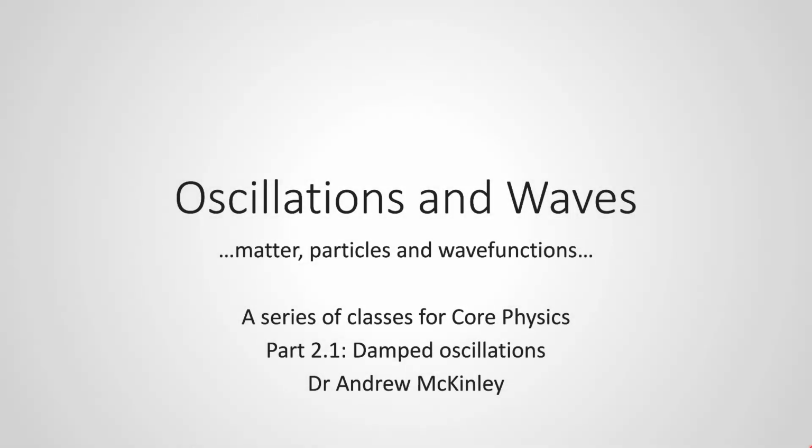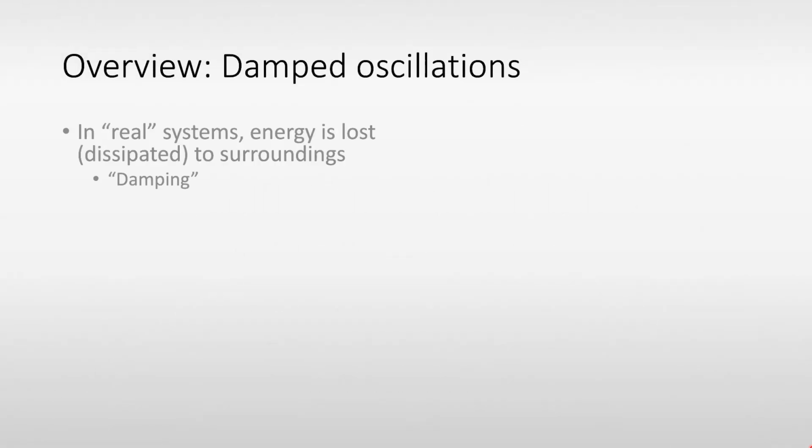Having covered the basics of oscillations and introduced the central theory of simple harmonic motion, we now look at a more realistic setting where we have damped oscillations. So when we think of damped oscillations, we're thinking of more realistic systems where energy is dissipated to the surroundings. This is a process that we call damping.